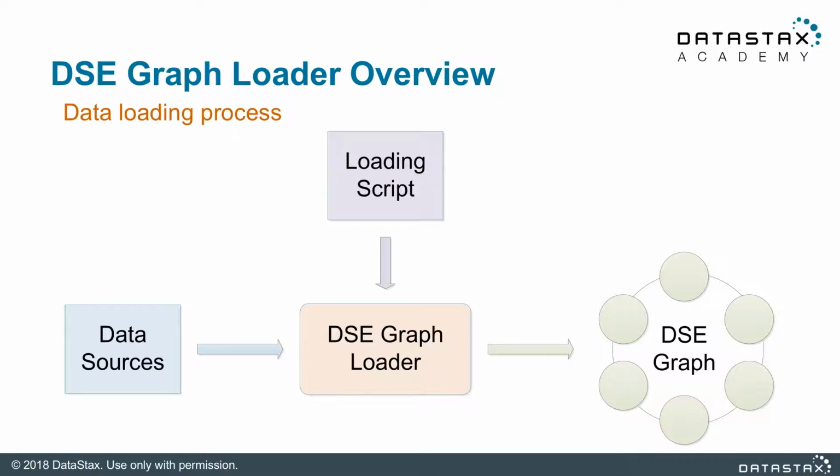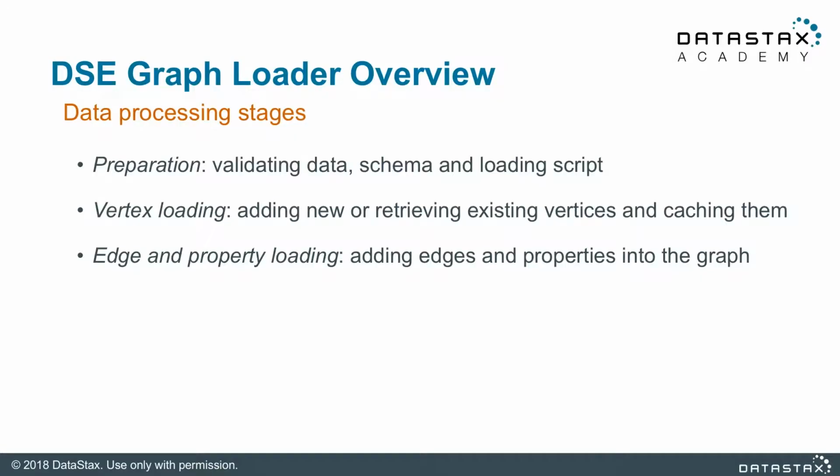There are 3 data processing stages that the DataStax Enterprise Graph Loader goes through. First, there's a preparation phase. This is where the Graph Loader will validate the data from the data sources, check to make sure that you have the proper schema in place, and of course, validate the loading script for any possible issues. Then, the Graph Loader will begin loading or retrieving existing vertices and caches them for use in the 3rd step, which is the edge and property loading.